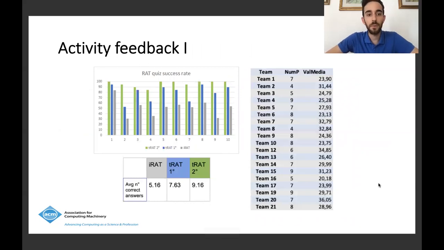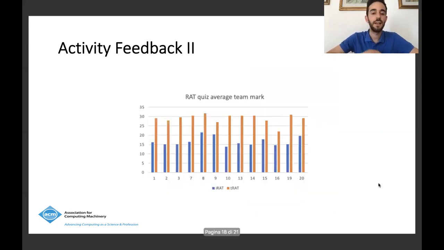So, some feedback from our activities. From the first teaching unit, teams perform better than individuals, and in particular, the average number of correct answers increases from 5 to 7.6, but if you also consider the second attempt, it increases to 9. And in general, the final mark of each team is quite positive. I want to stress the fact that we decided not to evaluate this activity in the context of CS1, but this activity only had a formative value for students.